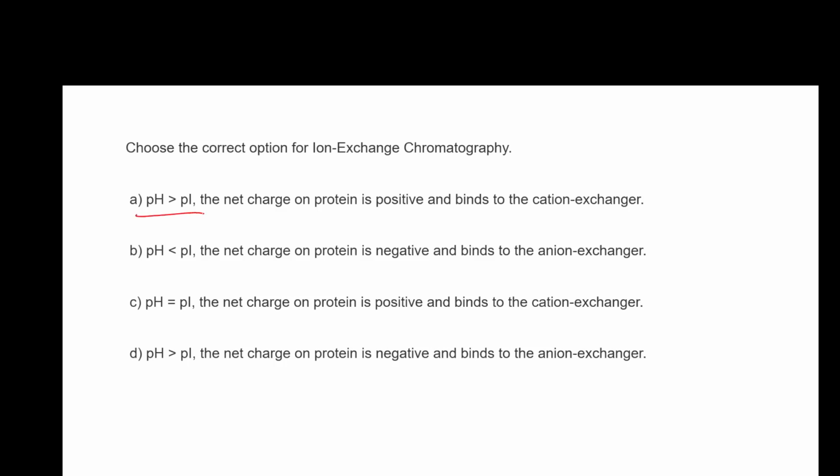So if pH is greater than pI, then the net charge on the protein will be what? Positive or negative? Above and below pI, pH. So when the pH is above pI, what will be the charge? Positive or negative? Unmute yourself and answer. Please interact.